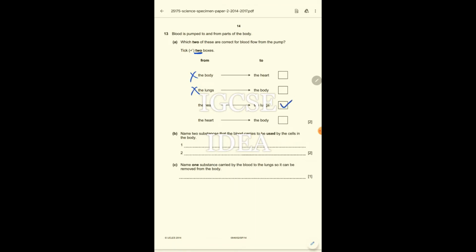Name 2 substances that the blood carries to be used by the cells in the body. Well, blood carries glucose, which is food, and it also carries oxygen. These 2 substances can be used in the body. It carries more, but they have asked only 2 substances that can be used by the cells in our body. Name 1 substance that is carried by the blood to the lungs so it can be removed from the body. Well, that's only 1 substance, that is CO2, carbon dioxide.